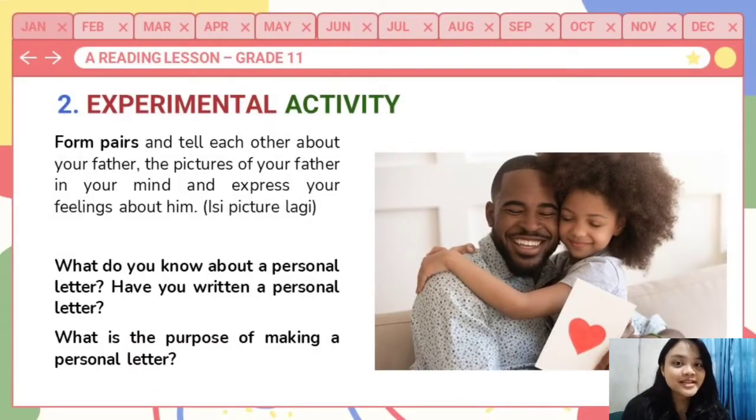The next is the experiential activity. In this activity, I want the students to work in pairs. Building on the thinking about a father from the stage before, I want the students to share their feelings toward their fathers with their friends. After that, I want the students to share their knowledge or experience about the personal letter. What do you know about a personal letter? Have you ever written a personal letter before? And then, what is the structure or the purpose of writing a personal letter?